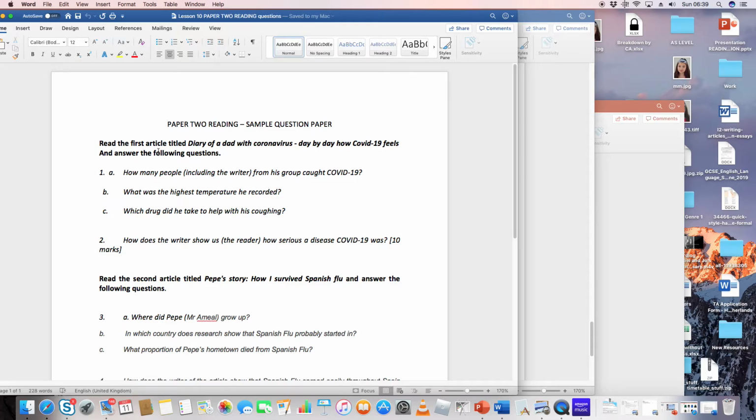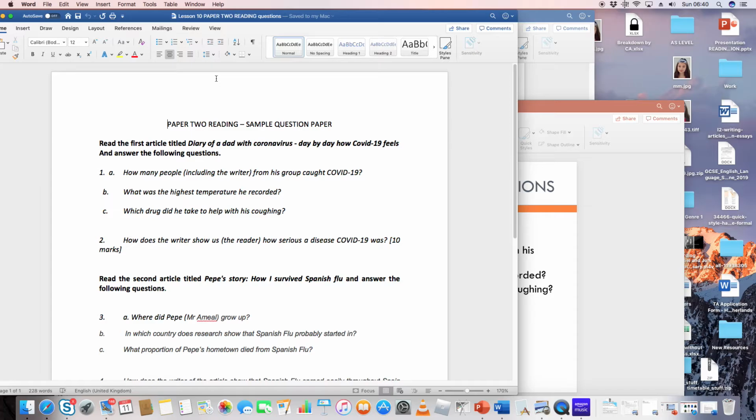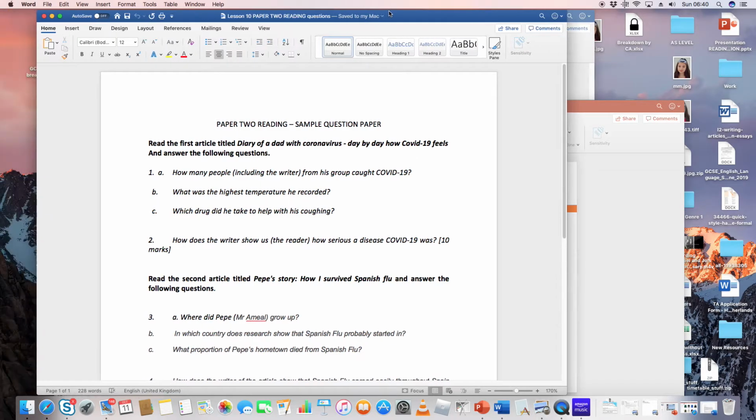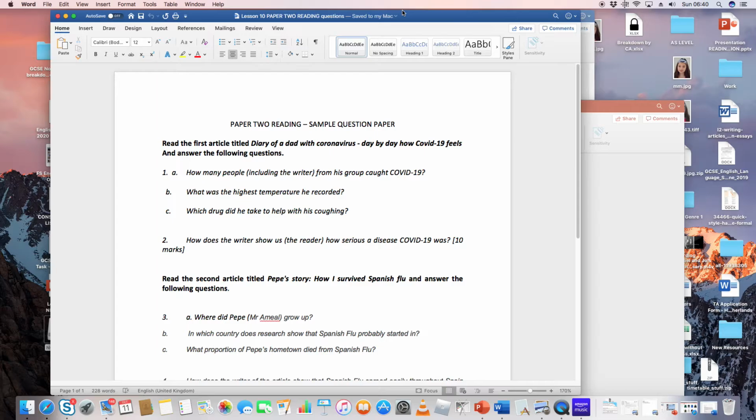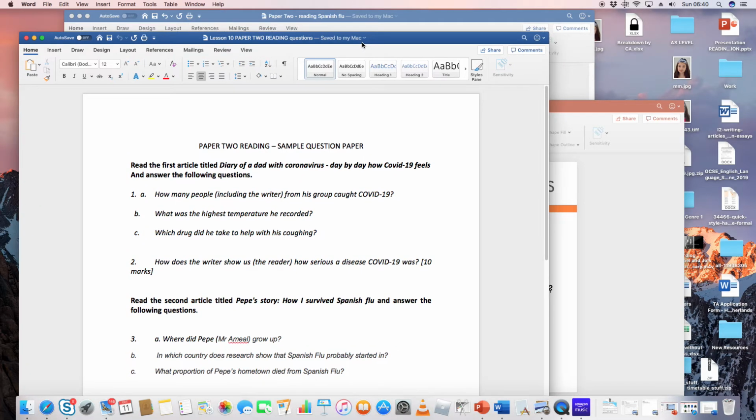Although this was written by myself, it follows the same structure as the exam papers. It says to read the first article, titled Diary of a Dad with Coronavirus, and answer the following questions. As we said about the retrieval questions, they're very straightforward. How many people? What was the highest temperature? Which drug did he take to help with his coughing? Very straightforward questions.